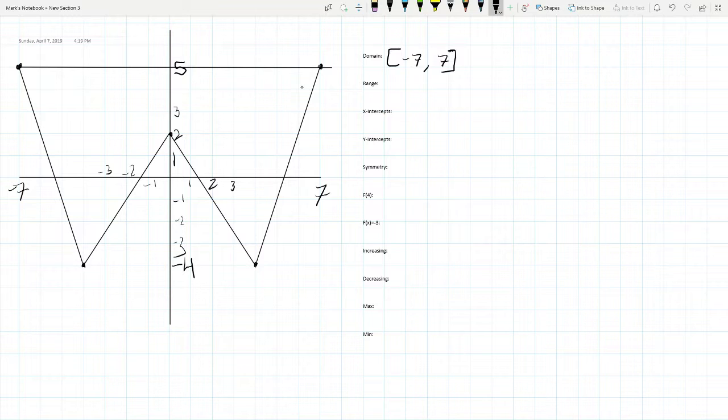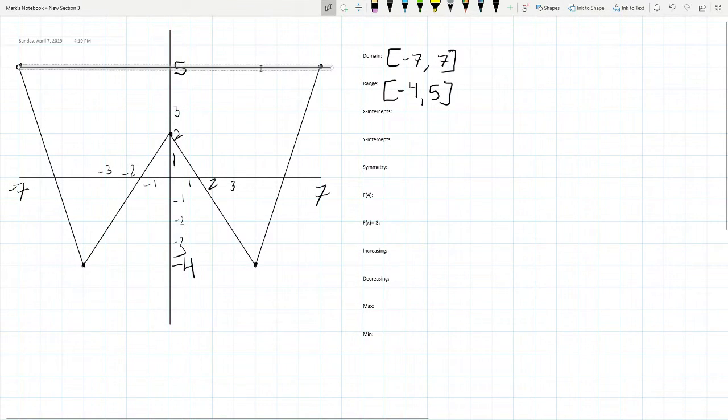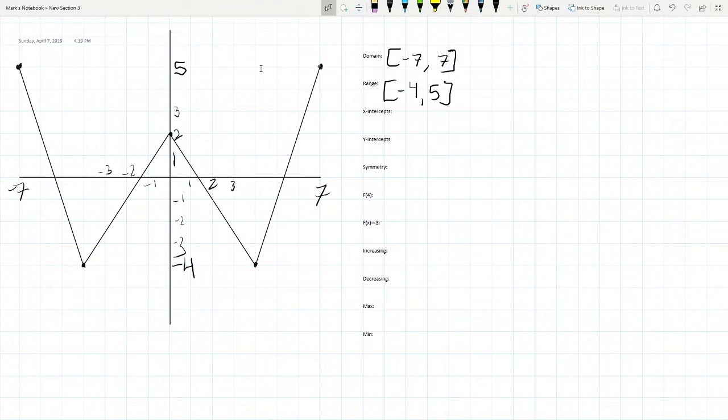So our range is going to go from -4 to 5, again with brackets, because at -4 and 5, those points are included because they're closed holes. All right, so we're going to go ahead and move on to our x-intercepts now. X-intercepts are just going to be the x values where our function crosses the x-axis. So these points right here.